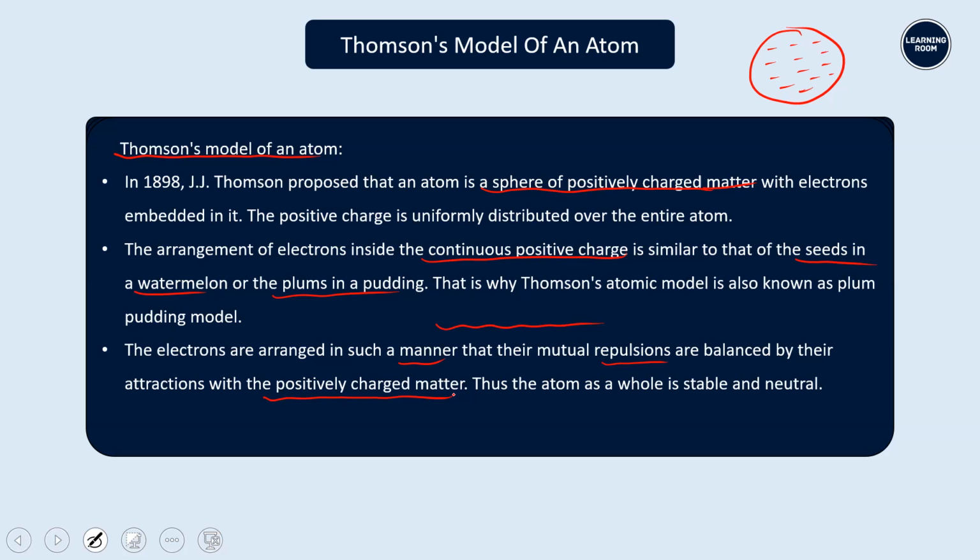So what he told us at that point when he proposed this model, of course this model is not right, but the explanation he gave is that the electrons are arranged in such a manner that their mutual repulsions are balanced by their attractions with the positively charged matter. So he concluded that this is the reason why the model of atom that he is proposing is stable and neutral. Is it clear?